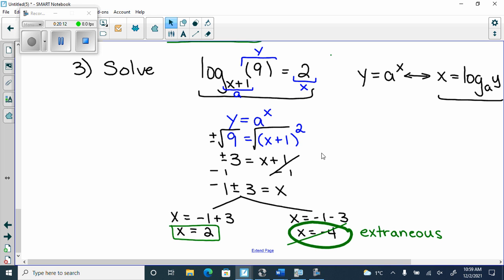Number 4 just wants you to solve graphically. So what am I going to do? y1, y2. Try it out. y1, y2. That's it.